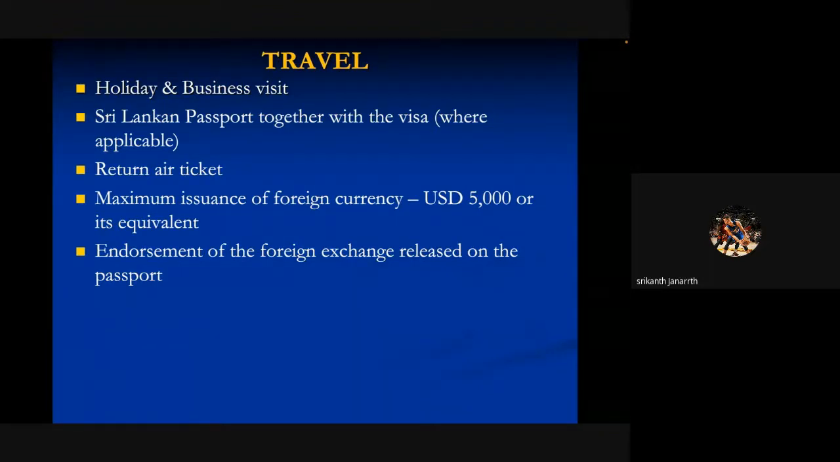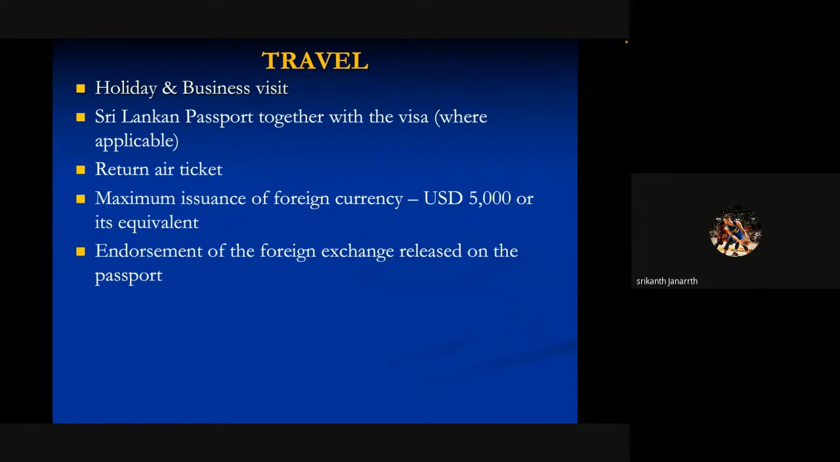I have seen some people making mistakes whenever somebody walks into banks and asks for foreign exchange. The understanding of return air ticket is important. What do you understand by return air ticket? That means if somebody is leaving Colombo to, let's say, Tokyo for a business visit and coming back to Colombo, you can see the journey starts from Colombo and also ends in Colombo. That is what you call a return air ticket.